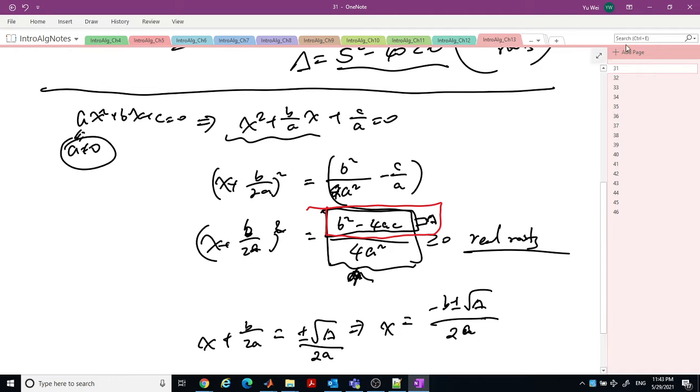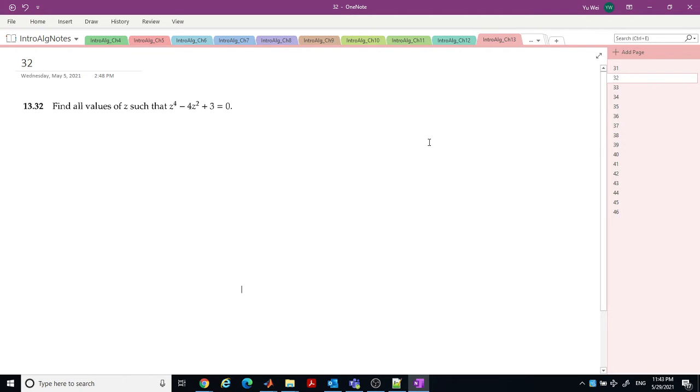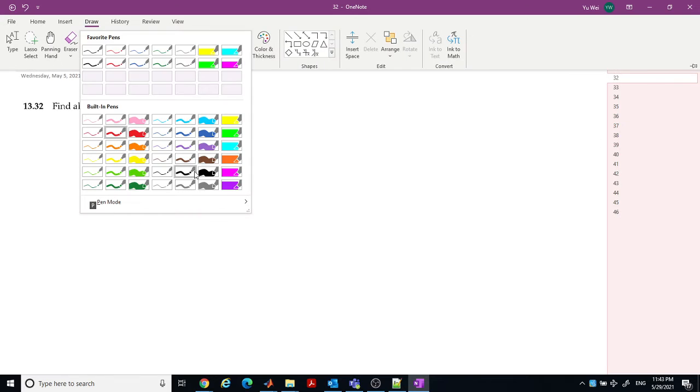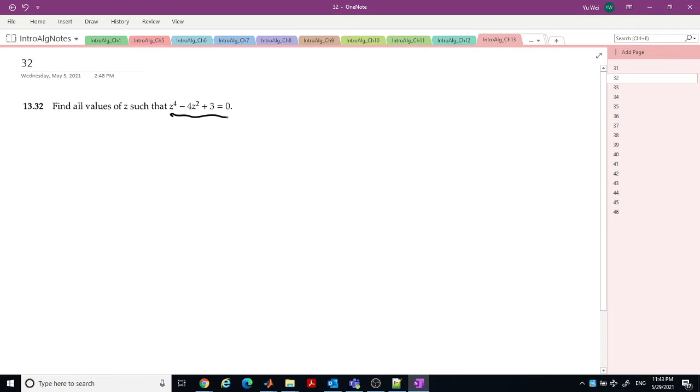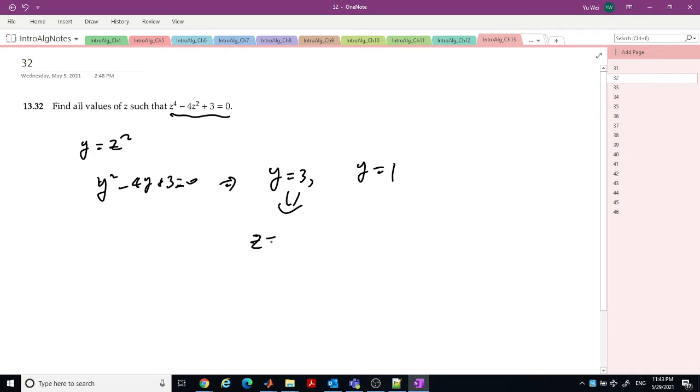Okay, next. So we try to solve this equation. Now we can see y equals z squared, then y squared minus 4y plus 3 equals 0. So we have y equals 3 and y equals 1. From y equals 3, we know that z equals plus minus root 3. From y equals 1, we know z equals plus minus 1.